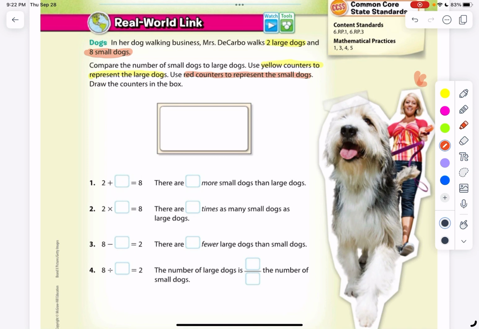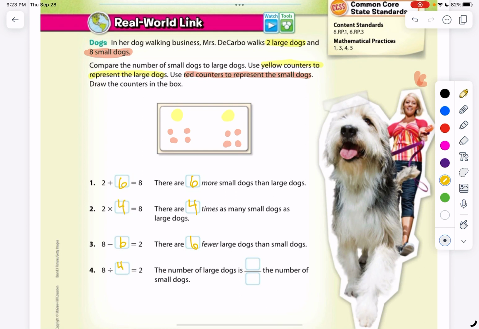So if we draw that, there are 8 small dogs. 1, 2, 3, 4, 5, 6, 7, 8. And there are 2 large dogs here. To think of it simply, 2 plus 6 equals 8, and there are 6 more small dogs than there are large dogs. 2 times 4 equals 8, and there are 4 times as many small dogs as there are large dogs. 8 minus 6 is 2. There are 6 fewer large dogs than small dogs.